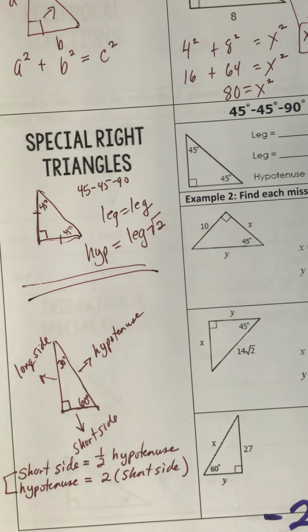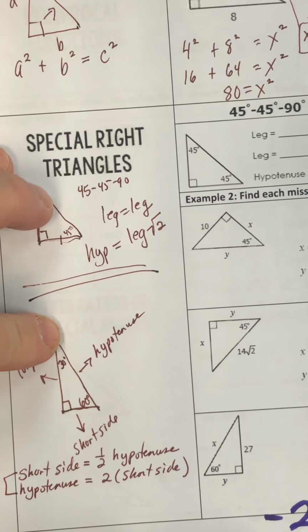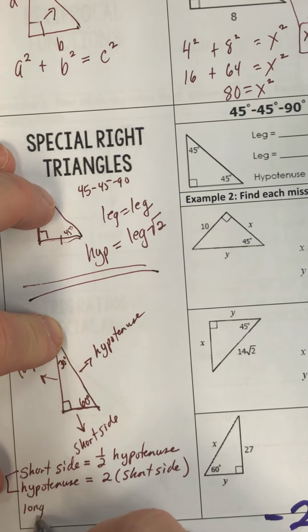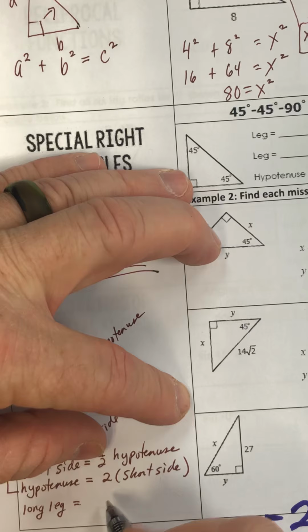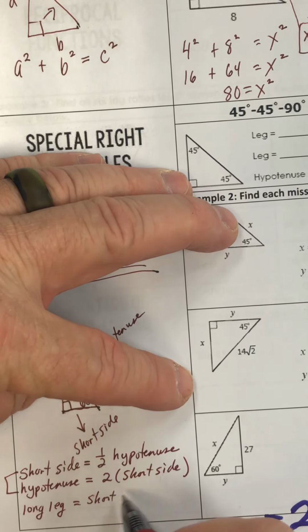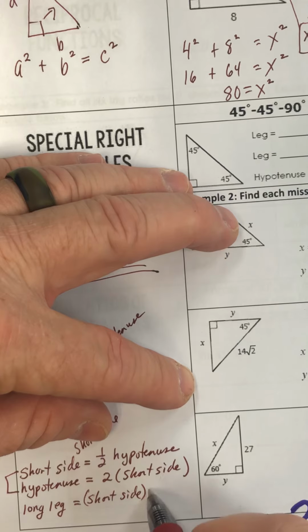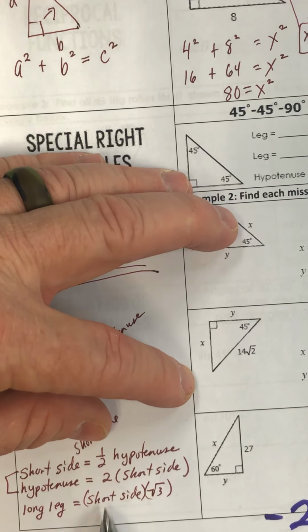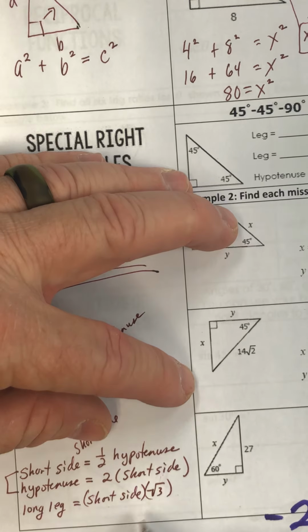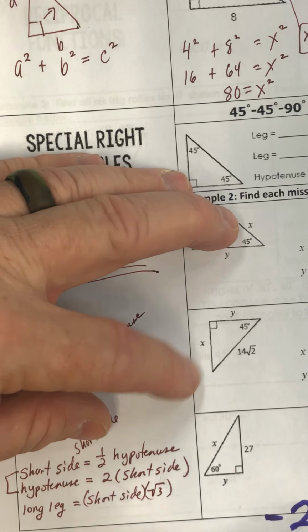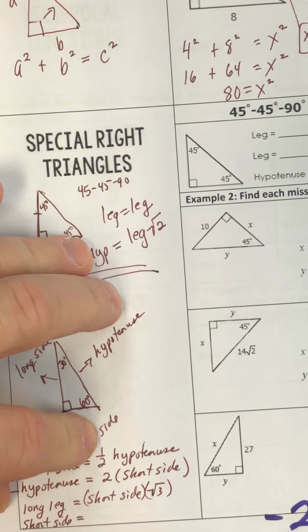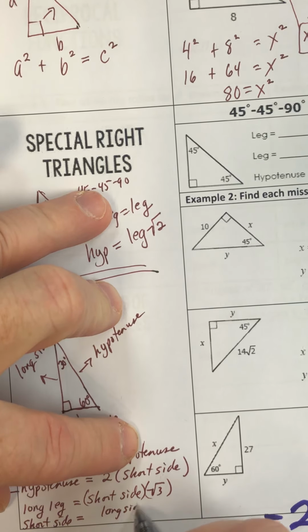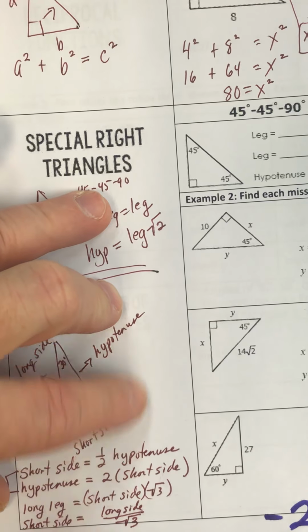All right. Now, the other one that we use, if we're solving for the long leg, or the long side, that we find by taking the short side and timesing it by the square root of 3. So it'd be some number times the square root of 3. Well, let's rewrite this same formula for the short leg, or the short side. So that's just going to be the long side, or long leg, divided by the square root of 3. Those two go together.